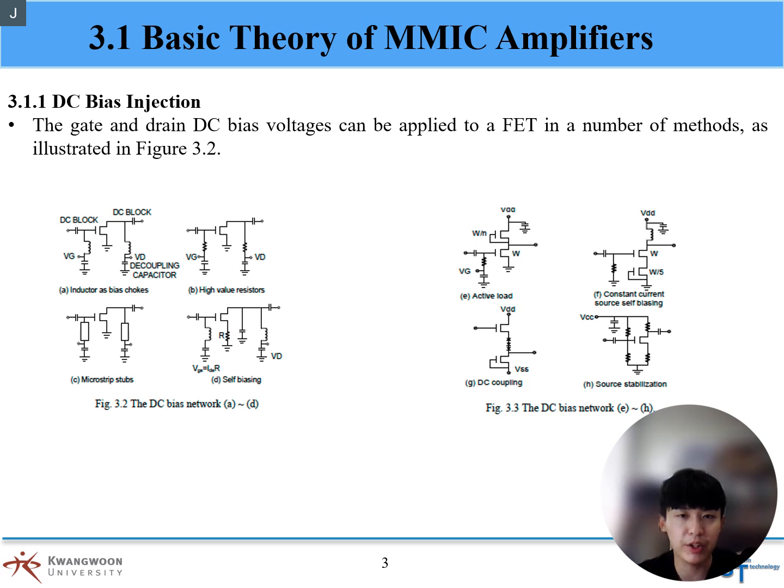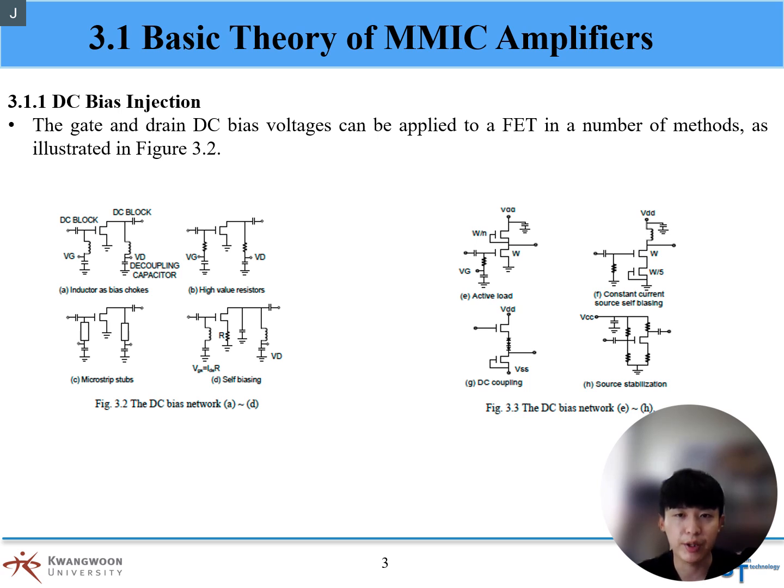In Method B, high-value resistors are used to apply the bias voltages, with the exception of low noise and high power amplifiers. This is a very suitable technique for establishing the gate bias because the gate draws no current and the resistor can be used to stabilize the device.